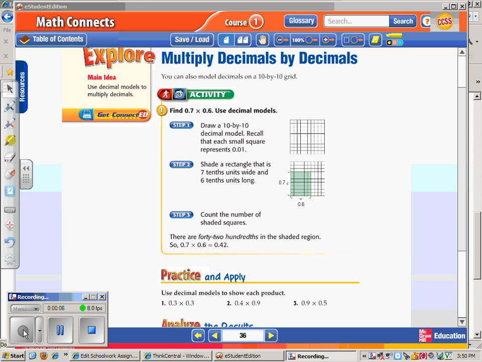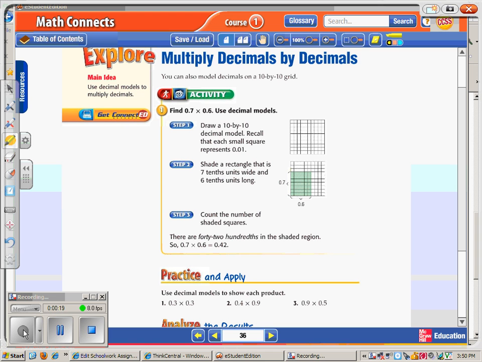All right, this is still part of course 1. It is still chapter 1, lesson 1, but we are going to be in part D right now. And we're going to be talking about multiplying decimals, or decimals by decimals. And it's a tricky concept to work with.